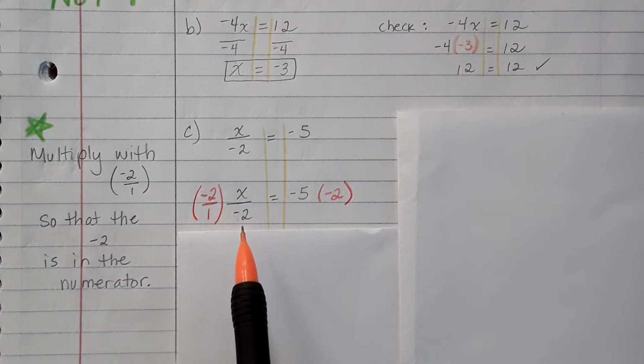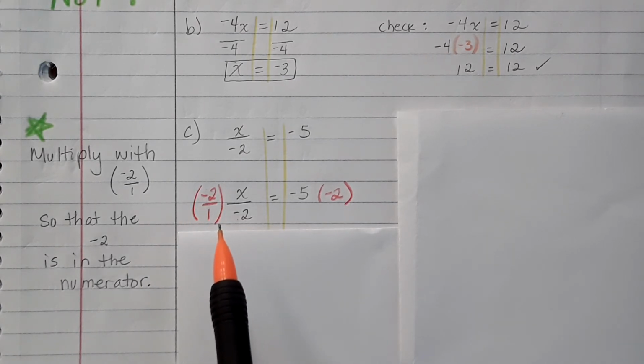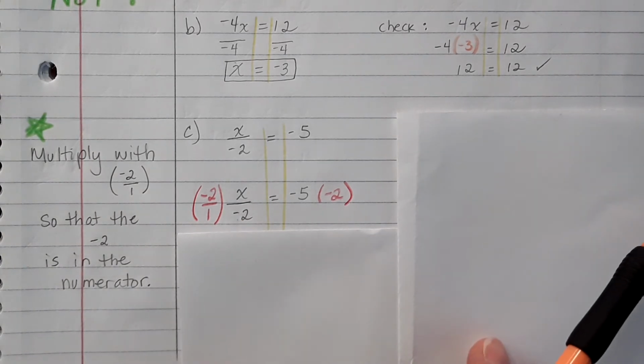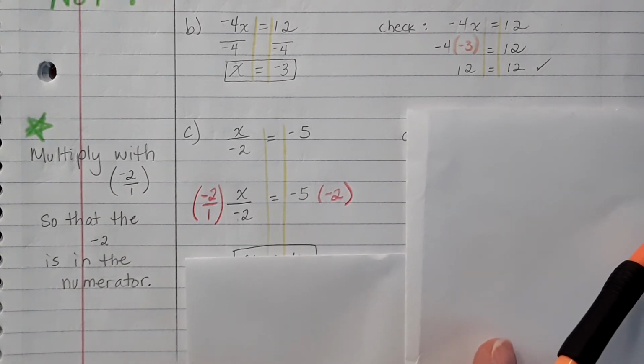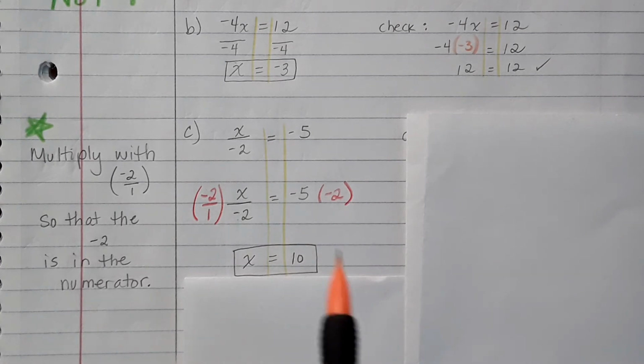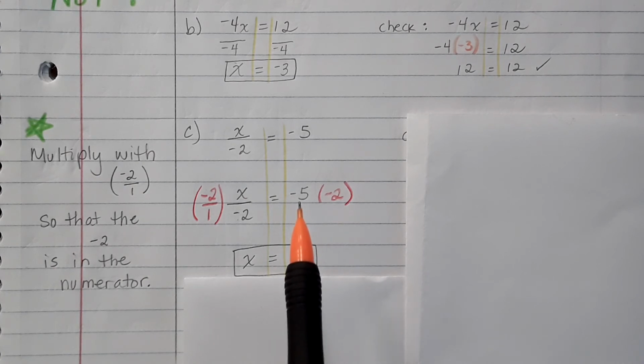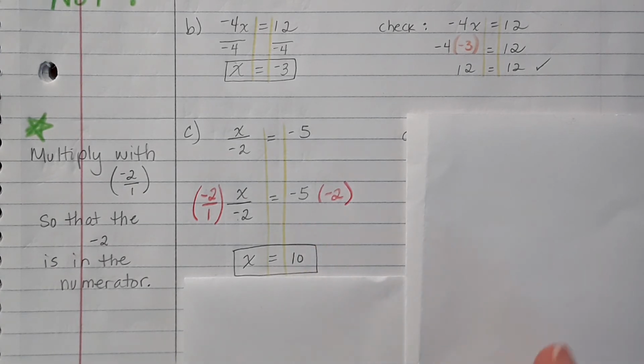This would cancel out. In the numerator and denominator, the same values would cancel out to equal 1. Remember, anything divided by the same value is equal to 1. So all that remains on the left is x. We don't need to write 1x. And on the right, we have the same sign, so I know it's positive when we multiply or divide. Negative 5 times negative 2 is positive 10.